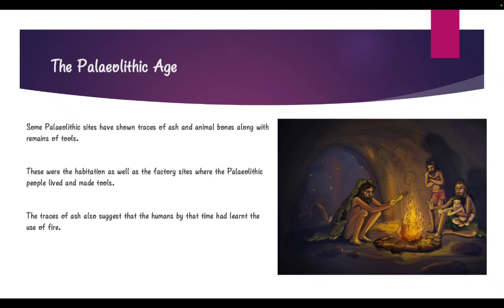Some Paleolithic sites have shown traces of ash and animal bones along with the remains of tools. These were the habitation as well as the factory sites where the Paleolithic people lived and made tools. The traces of ash also suggest that the humans by that time had learned the use of fire.